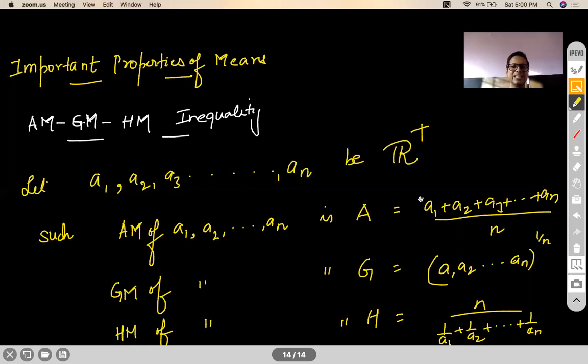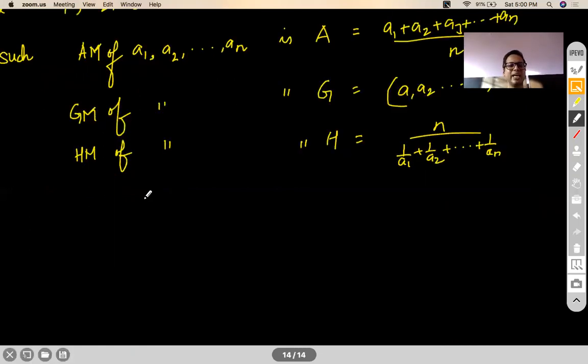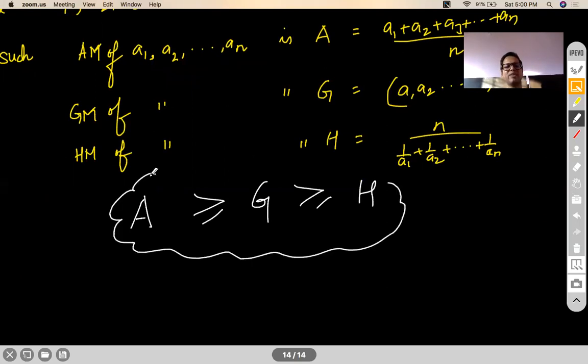Then remember, A will always be greater than or equal to G, and G will always be greater than or equal to H. This is one of the very, very important inequalities, and in almost 40 to 50% of your inequality-based questions, somehow this concept will be involved.